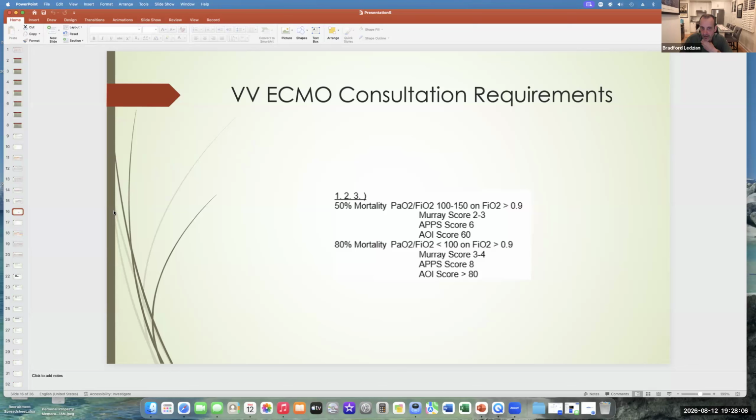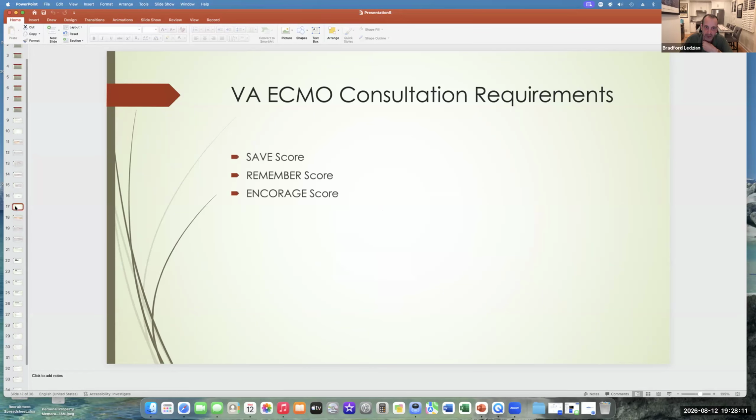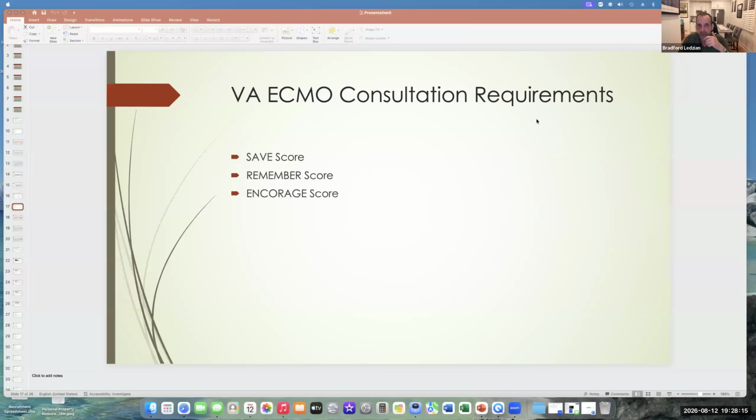Are they above the 80% cutoff? And when you do your initial consultation and decide whether or not you're going to put them on VV ECMO or VA ECMO, that's part of how you do it. It needs to be in your consultation. For VA ECMO, the analogous score is the SAVE score.